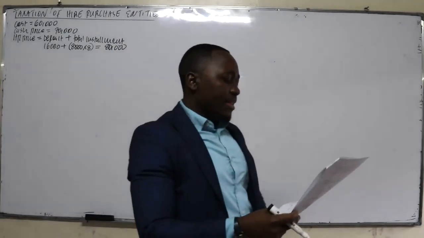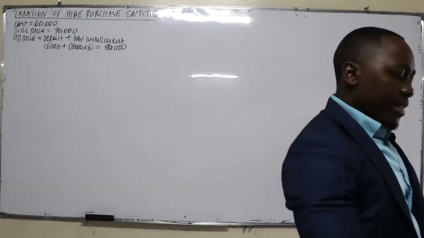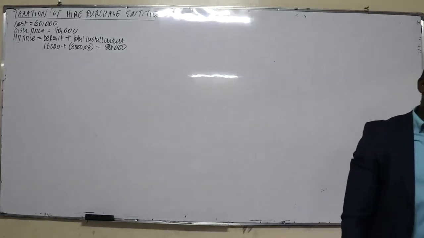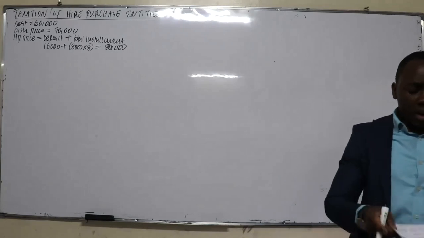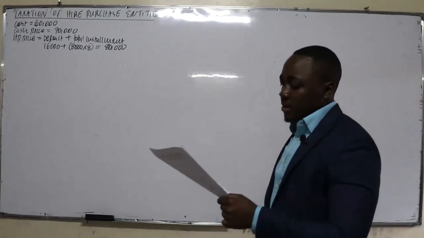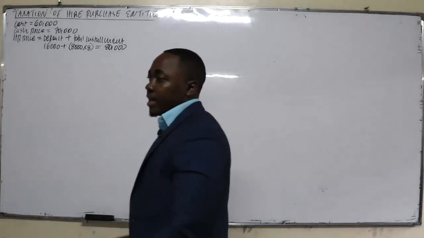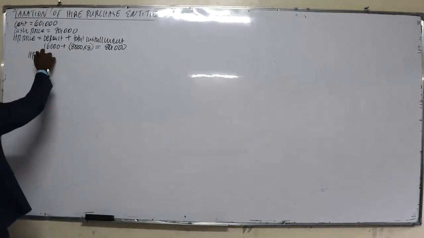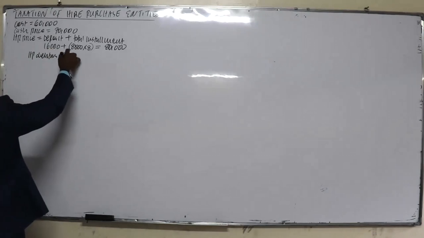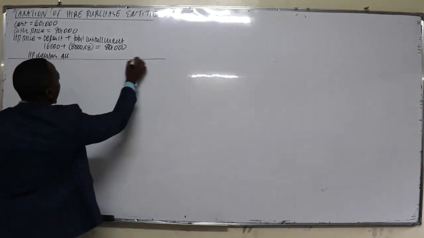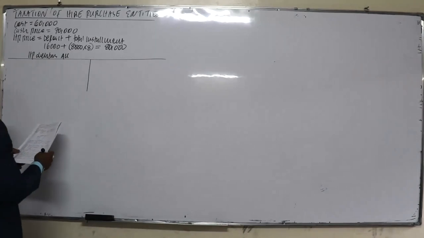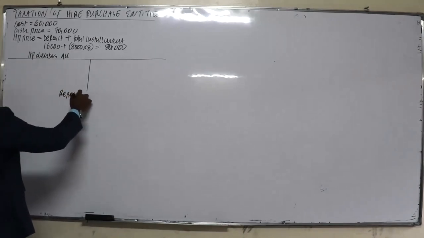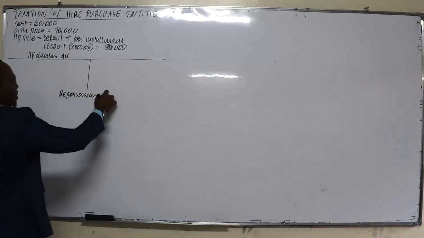Number three. During the year ended 31st December 2020, the company sold 44 units, of which 56,960 were received as at the year end. So now let's open the hire purchase debtors account. Also, we can prepare the repossession account. Those are the major accounts prepared.